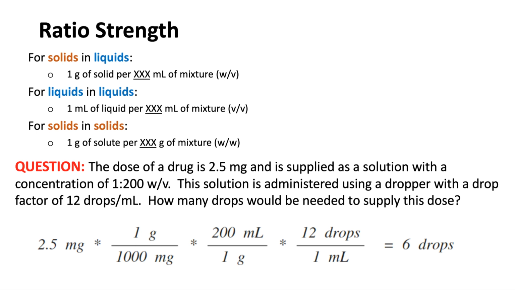If I do my math from left to right, my final number would be 6, and my only remaining units would be drops. So the answer is 6 drops. 6 drops of this solution, which is 1 to 200 concentration, would provide 2.5 milligrams of my drug. And hopefully you see where that comes from. And this expression of the ratio strength is done the same way regardless of whether it's weight per volume, volume per volume, or weight per weight. It's still going to be 1 milliliter per whatever number of milliliters, or 1 gram per whatever number of grams. So again, it's just not standardized per 100 when it's not a percent.